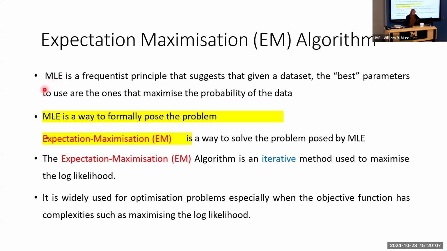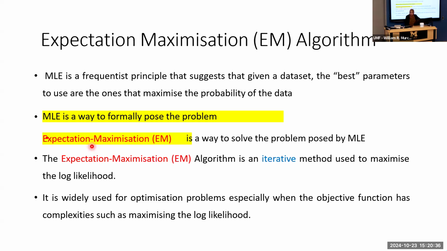But before that, this is a very frequent principle that suggests that given a data set, the best parameters to use are the ones that maximize the probability of the data. In a way, this formally poses the problem, just approaching it theoretically.